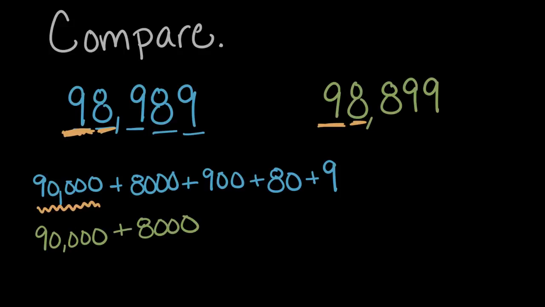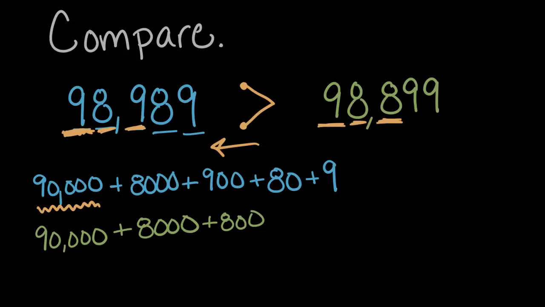So we're going to keep going, and again, we're going to pick the next largest place value, which is the hundreds. In our first number on the left, we have 900s, but on the right, we have 800s. So 800s is less than 900s, so this number on the right is less than the number on the left. Or we could say that 900 is greater than 800, so the number on the left is greater. And this is our greater than symbol because we want the open side to be facing the larger number. So we'd read this as 98,989 is greater than 98,899.